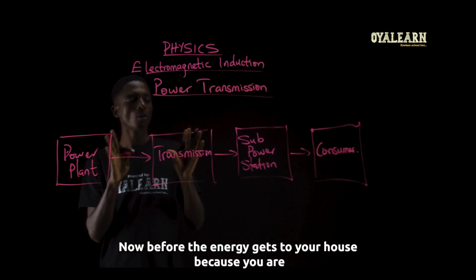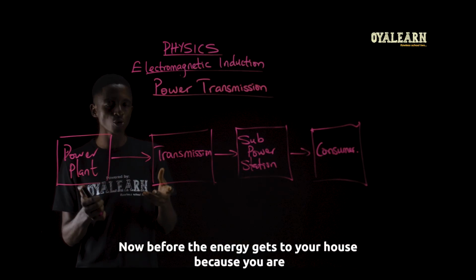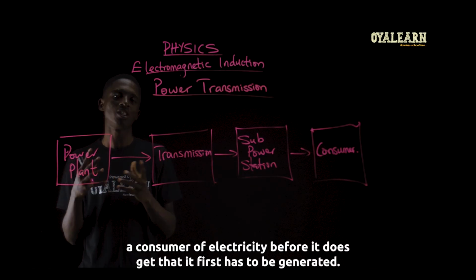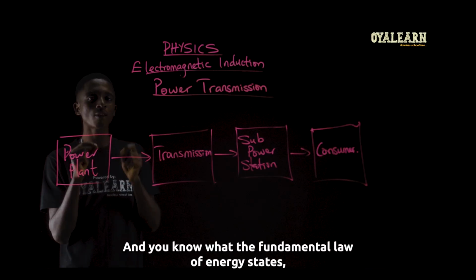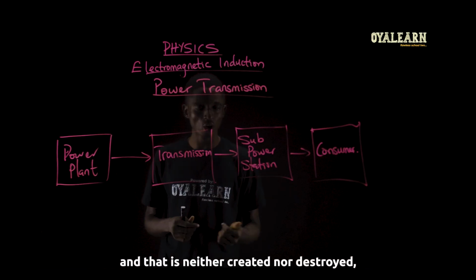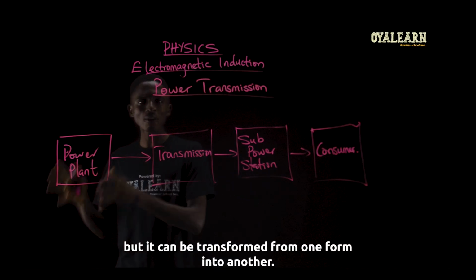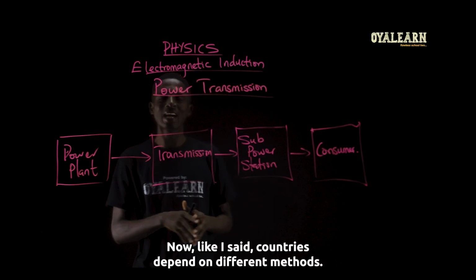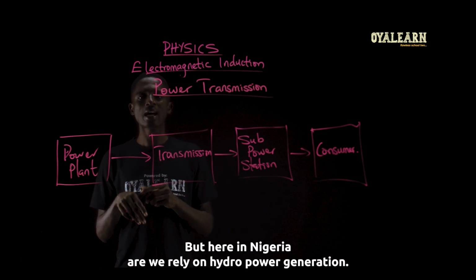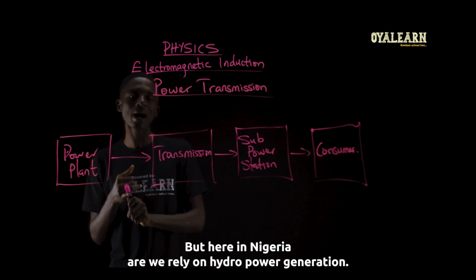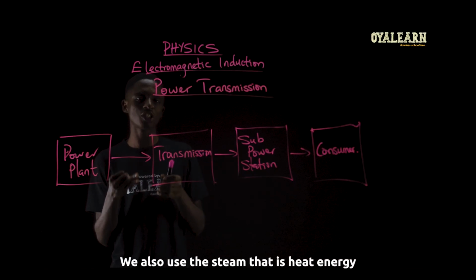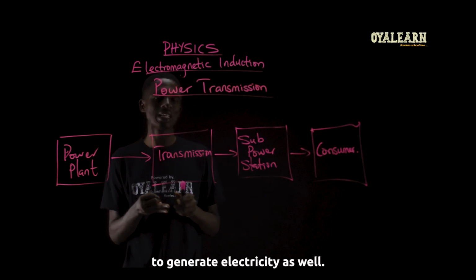Now, before the energy gets to your household, because you are a consumer of electricity, before it does get there, it first has to be generated. And you know what the fundamental law of energy states. Energy is neither created nor destroyed, but it can be transformed from one form into another. Now, like I said, countries depend on different methods. But here in Nigeria, we rely on hydro power generation. We also use the steam, that is heat energy, to generate electricity as well.